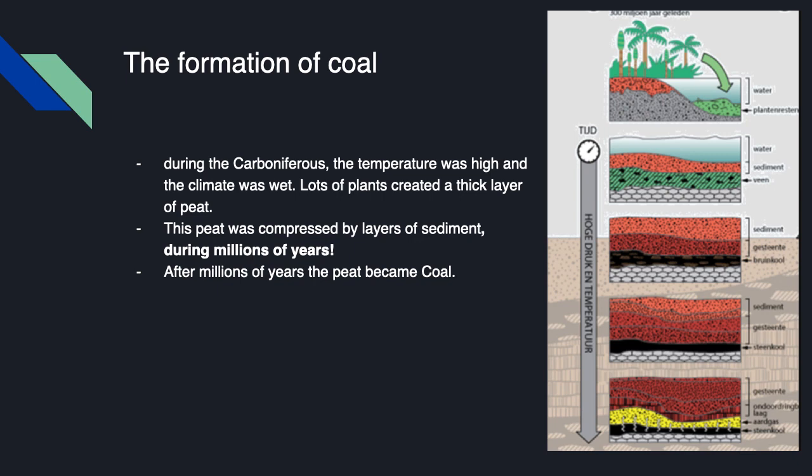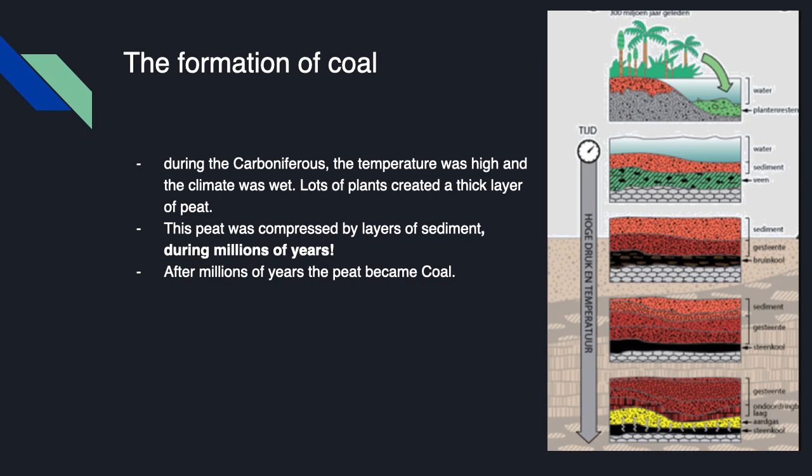So the compression part is very important in this case as well, and on the picture on the right you can see what happens. You can see that there's a swamp with the remains of the plants. You can see on the second one that there's a layer of sediment on top of the peat. And then again a layer of sediment is formed, and beneath that sediment there's a layer of rock. And then that gets thicker and thicker.